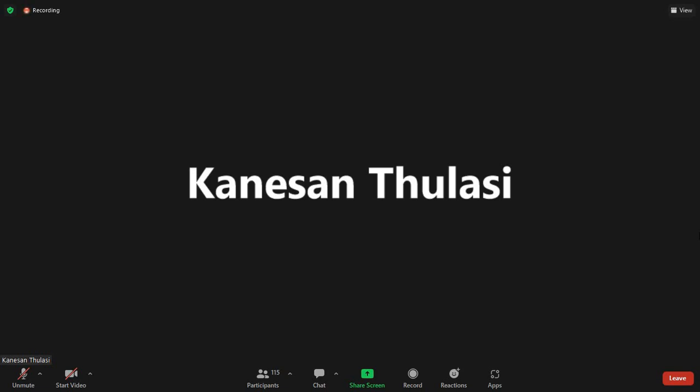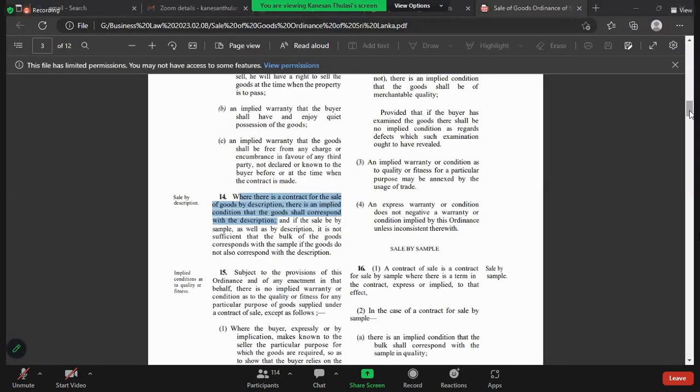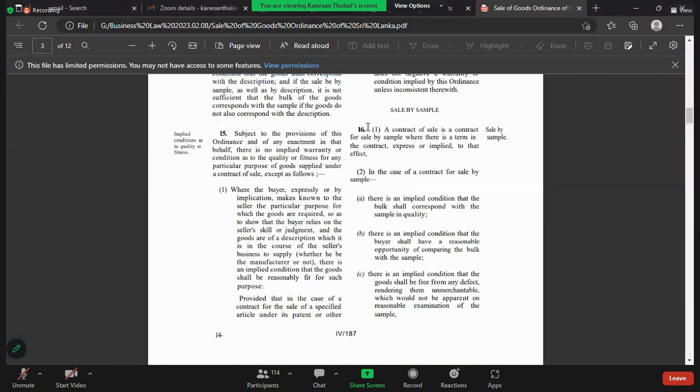Understand that in day-to-day life we are engaging in business. So in business, if the seller defaults, then how can they be held liable? See section 60. Sale by sample. The contract of sale is a contract for sale by sample where there is a term in the contract, express or implied, to that effect. In case of a contract for sale by sample, there is an implied condition that the bulk shall correspond with the sample in quality.